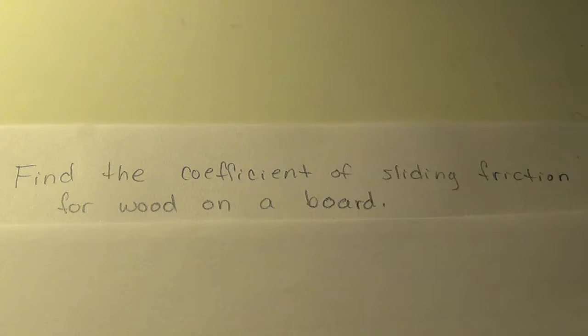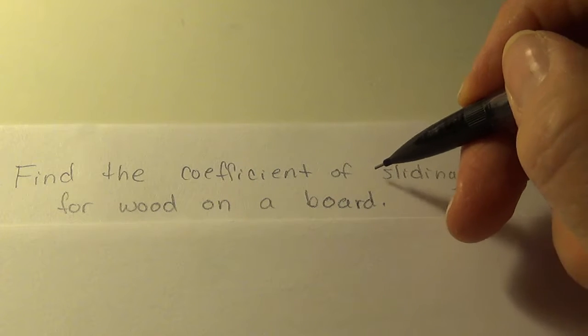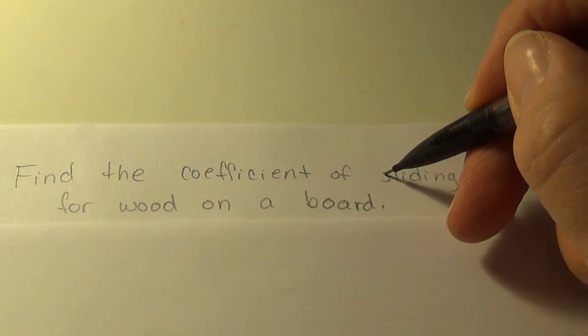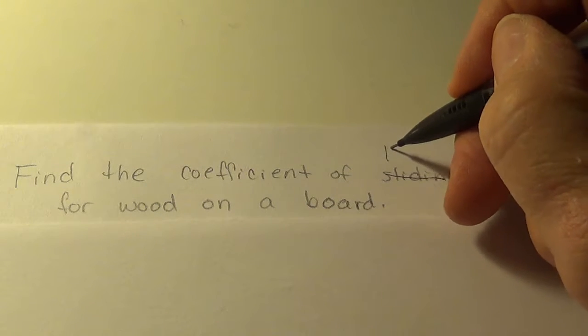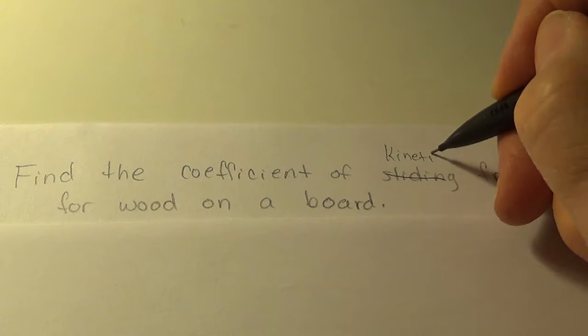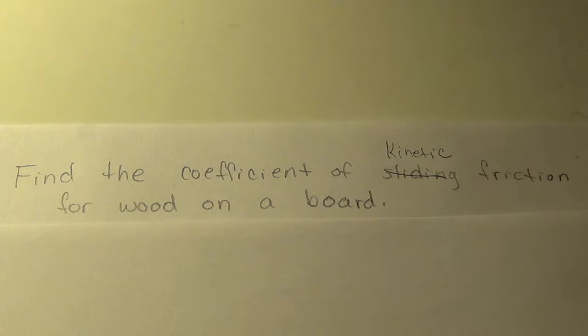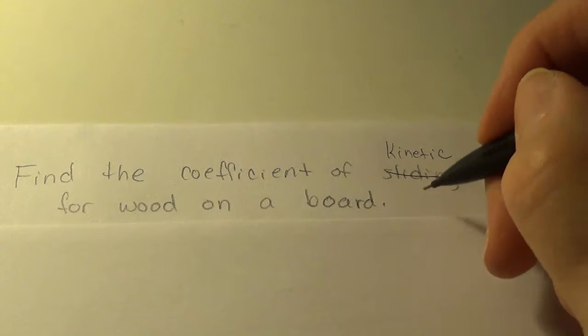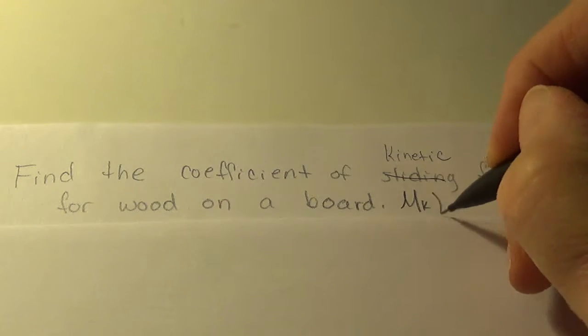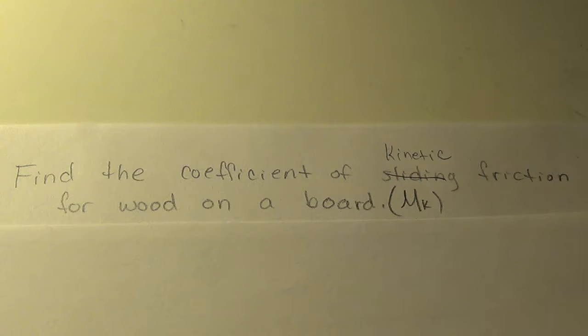So here we are, and we're going to do a lab. And I'll do my best to explain the lab without being there and actually showing you. I'll give it a try anyway. Find the coefficient of sliding friction for wood on a board. That will be your objective. And when it says sliding friction, we call that kinetic. So, kinetic friction. So we're looking for mu sub k in this exercise, at least the first part.